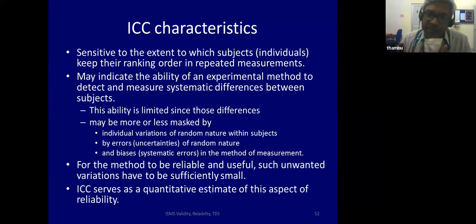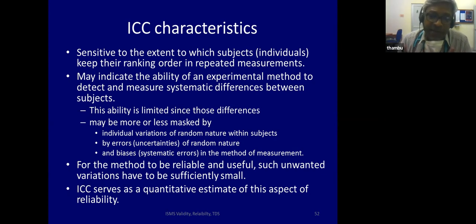So if my height keeps on changing, like a small baby whose height changes every day, then you say, oh, intra-class correlation is very poor. These are individual variations of a random nature between subjects. Now, height clearly cannot change day to day, but weight may change. Blood sugar may change within subjects between times of day. Blood pressure will change. These are errors or uncertainties of a random nature. So just a random change.